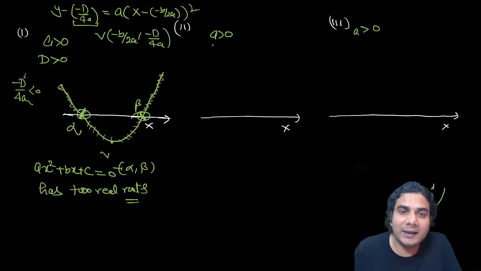Now let's take the second case when a is positive but discriminant is equal to 0. So when you see discriminant is 0, that means minus d by 4a is going to be 0.